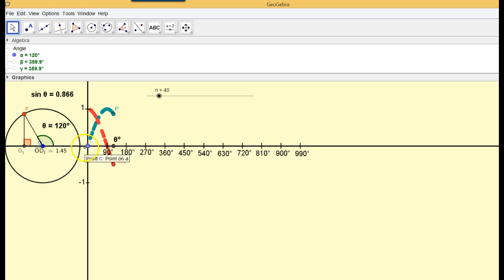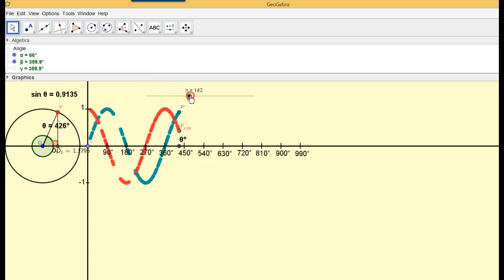So on the x-axis, we've got this angle here, and on the y-axis, we've got two graphs being drawn simultaneously. This red is plotting the x-coordinate of P, and this turquoisey colour is plotting the y-coordinate of P for this angle. As we move through, you can see we're getting a couple of curves going. The red is the x-coordinate, that's the cos curve, and the y-coordinate is this turquoisey colour, that's the sine curve.